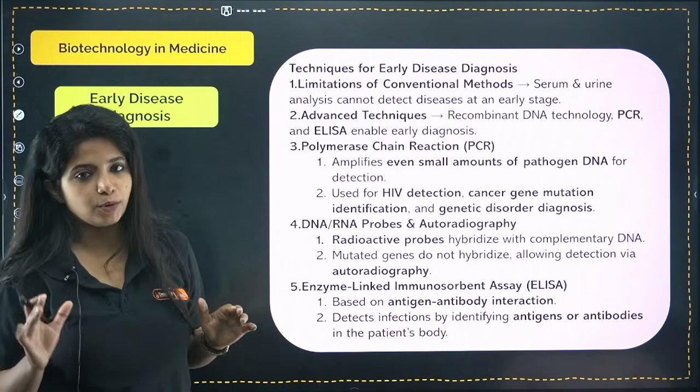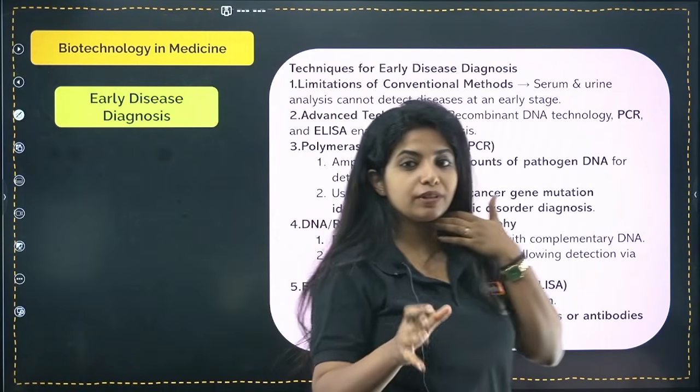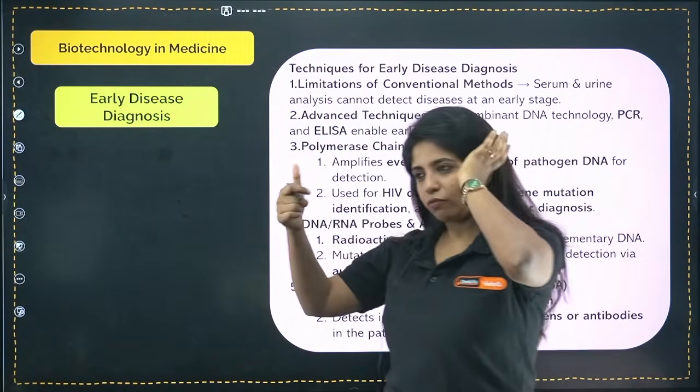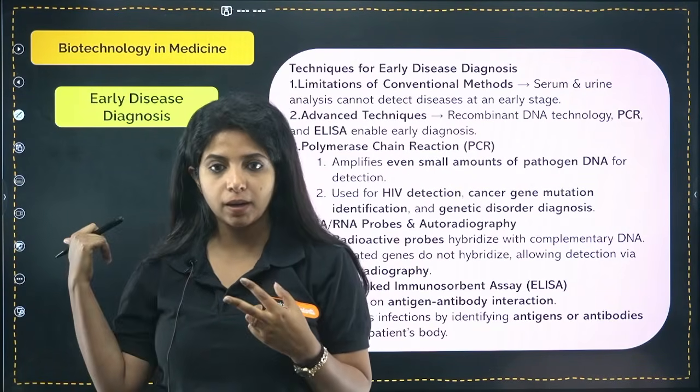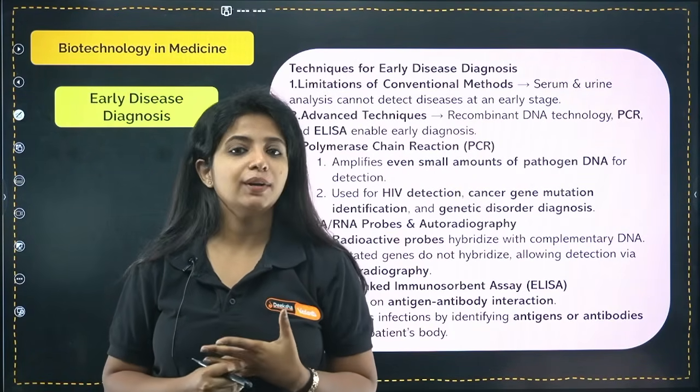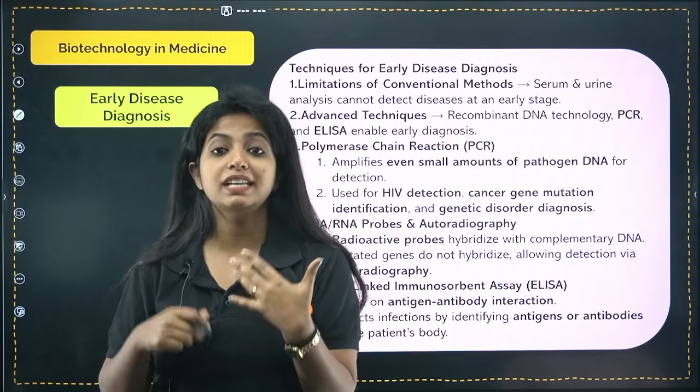Now, in biotechnology in medicine, there is one more thing: early disease diagnosis. So we saw how it was used. One very important thing that was done was insulin production. The second thing that was done was gene therapy. And the third thing is that with the help of biotechnology, we can diagnose some diseases as well.